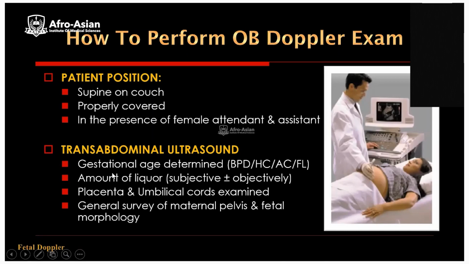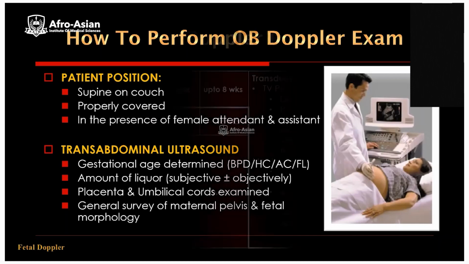The gestational age is determined by BPD, head circumference, abdominal circumference, and femur length. The amount of liquor, subjective or objectively measured, placenta and umbilical cord examination is done. Then there is the general survey of the maternal pelvis and fetal morphology.